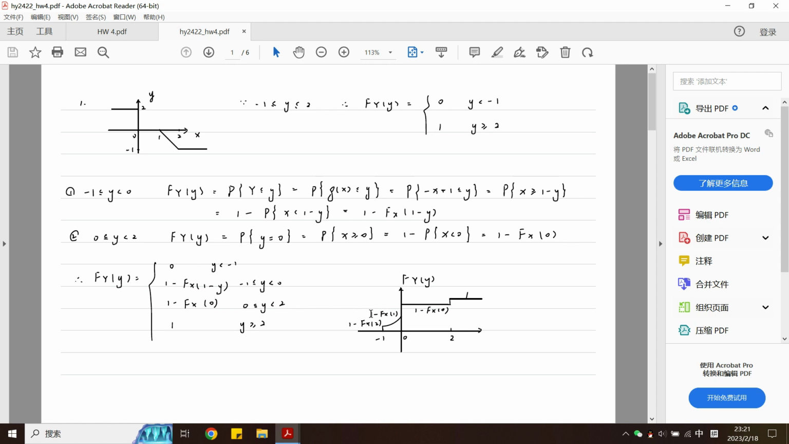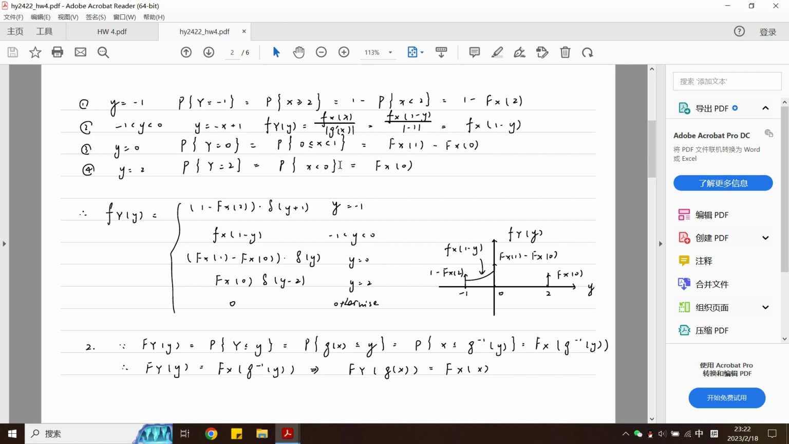So according to this formula, we can draw the figure corresponding to this. So when y is negative 1, it will be 1 minus big Fx(2), and when y is 0, it will be 1 minus big Fx(1), and if y ranges from 0 to 2, it will be 1 minus big Fx(0), and when y is larger than 2, it will be 1.